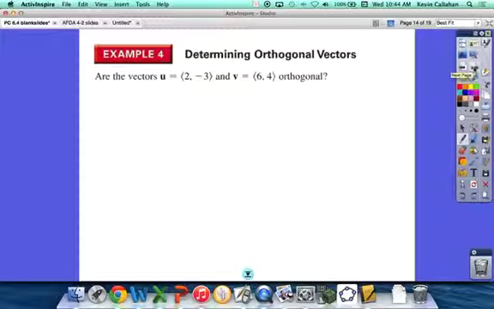So are these vectors orthogonal? Okay, so what is the check I'm going to do? Not setting anything equal to 0. What is the check? I'm going to do the dot product. U dot V is 2 times 6 plus negative 3 times 4, which equals 0. Are they orthogonal? Yes, they're orthogonal.